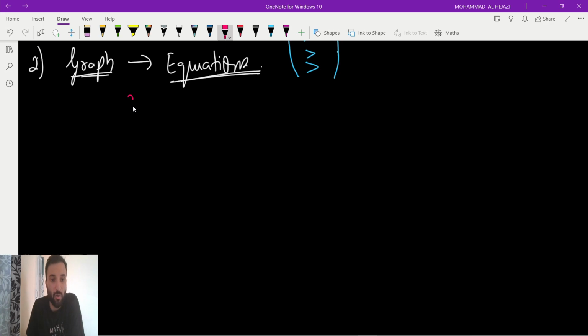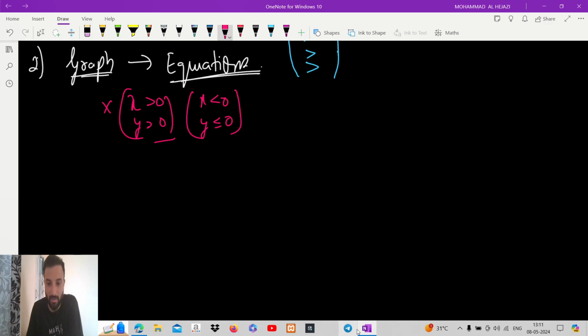those equations which don't have this, like x is greater than 0, y is greater than 0, or x is lesser than 0, y is lesser than or equal to 0, whatever it is. Those equations which don't have this are invalid. I will show you an example.